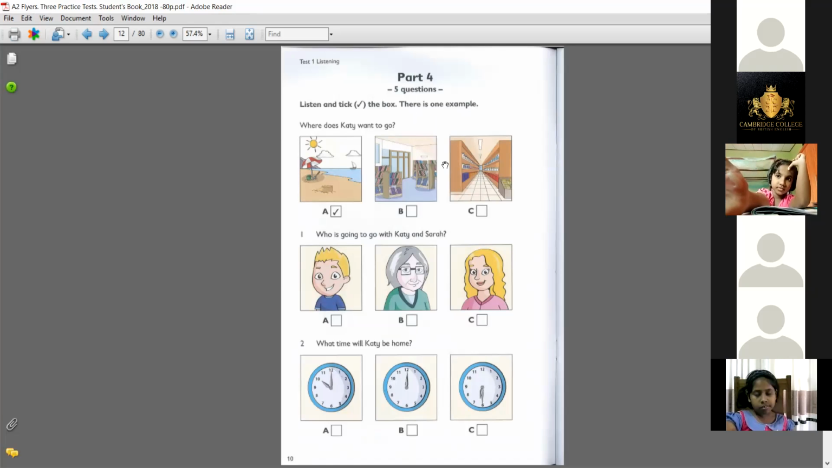Teacher. Yes. What is the book, teacher? Teacher, mama, teacher, then join me. Make a book, three practice test. Three practice test book.